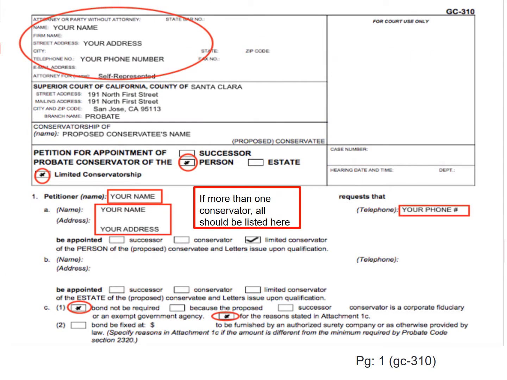The next form is GC-310, the Petition for Appointment of Probate Conservator of the Person. This form contains your request for a conservatorship and the basis for the conservatorship. Make sure that the petitioner's name and address is correct in the caption of the form. In the caption, the boxes should be checked next to Person and Limited Conservatorship. At item 1, the name of petitioner should be listed. At item 1A, each conservator should have their name and contact information listed. At item 1C, the boxes should be checked next to Bond Not Be Required and for the reasons stated in Attachment 1C.